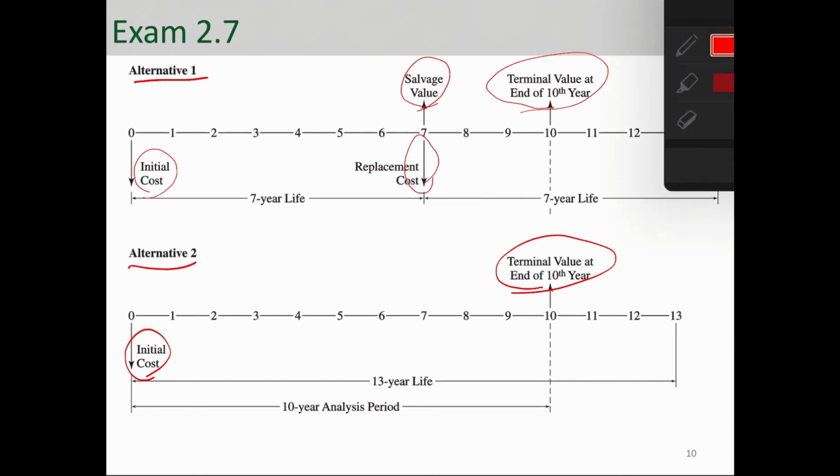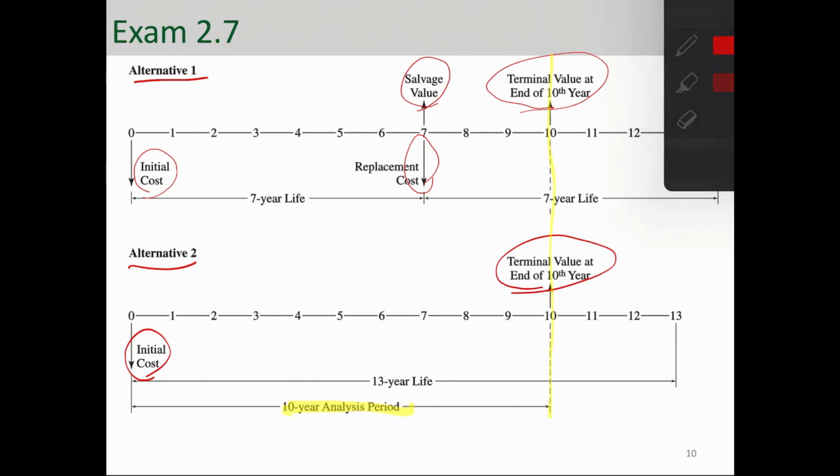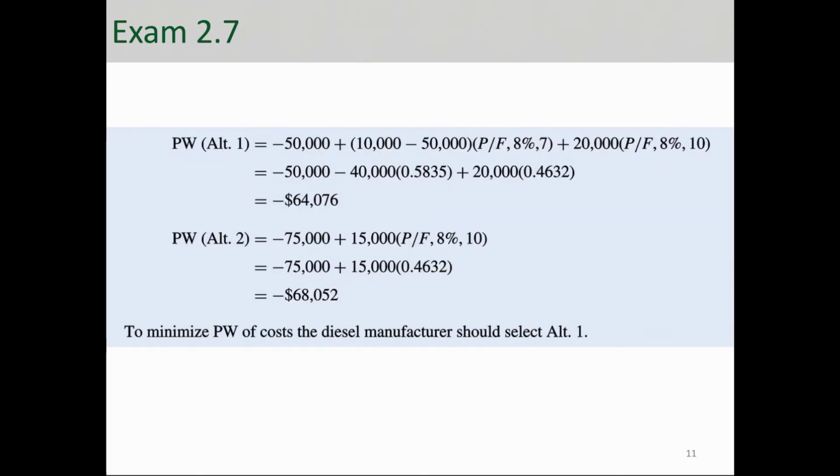But the most important thing here is that those estimations enable us to compare them over the 10-year analysis period. So the 10-year analysis period is what we're going to use. So what we need to do here is calculate the present worth of these two cash flows. The initial costs are already in the present time. What we need to do is take back the salvage value to time 0, the replacement cost to time 0, and the terminal value to time 0. And for the second alternative, we just need to calculate the present worth of the terminal value. And that's what's happened here.